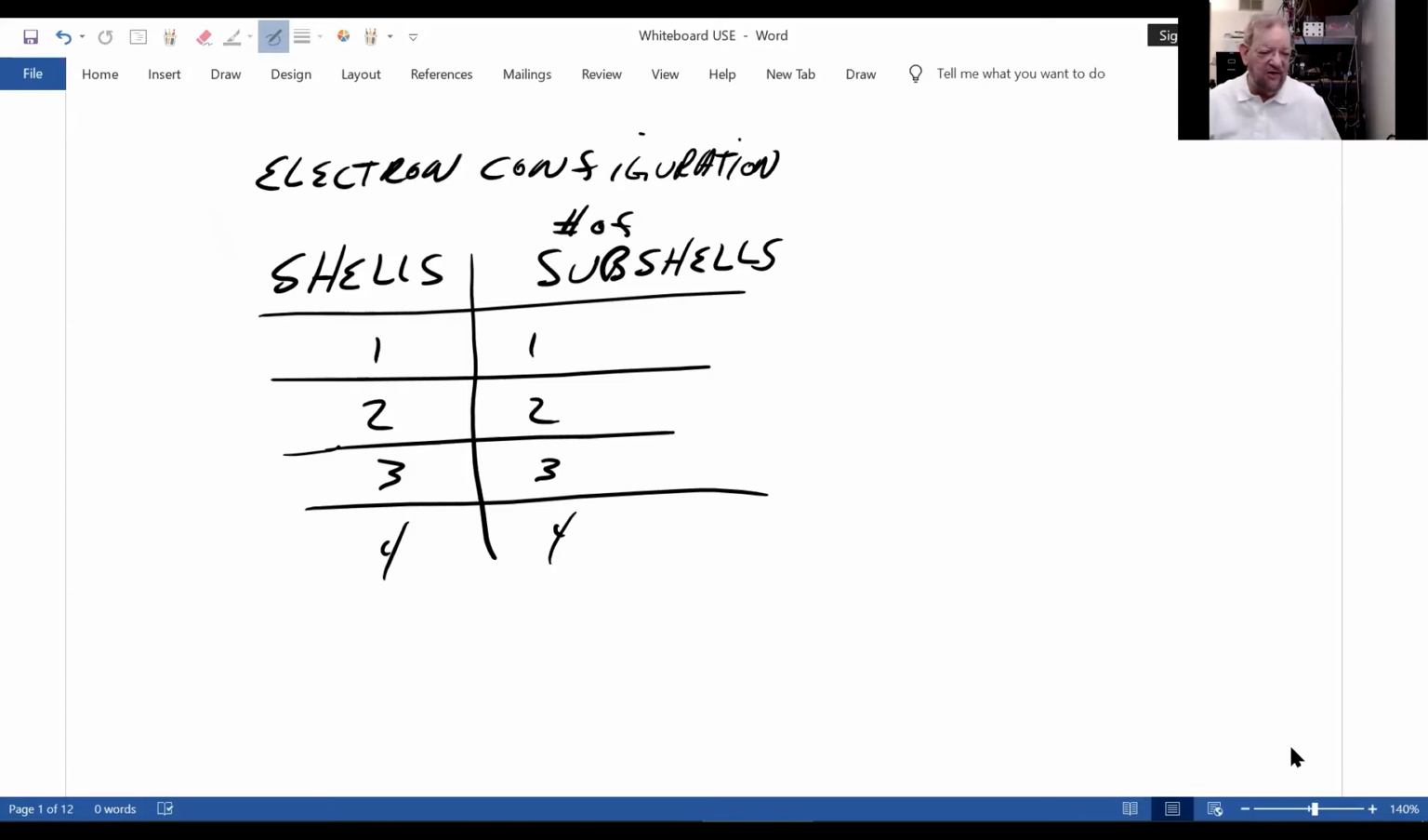And the shells are 1, 2, 3, and 4. And the number of subshells in shell 1 is 1, in shell 2 is 2, 3 is 3, 4 is 4. And this is the lowest energy, and this is the highest energy shell. And another thing you should know is the subshells.